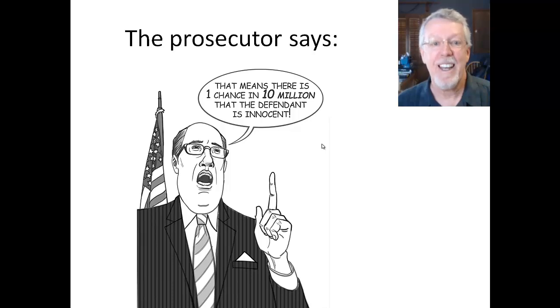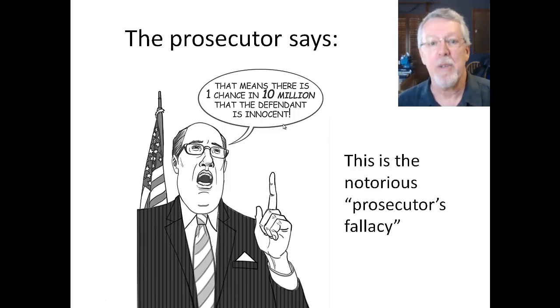Prosecutors sometimes say, well, if the match probability is 1 in 10 million, that means there's one chance in 10 million that the defendant is innocent. Is that true? It turns out there's a problem with this statement, and this is what is sometimes called the prosecutor's fallacy. It does not logically follow that a match on a characteristic found in one person in 10 million means there's one chance in 10 million that the matching person is not the source. That does not logically follow, as any smart defense lawyer can explain.